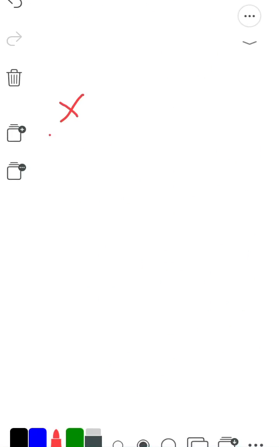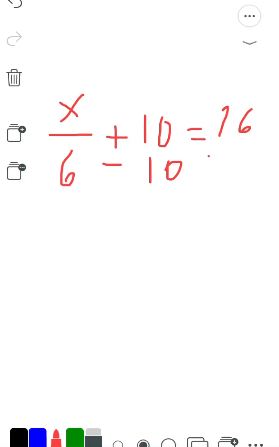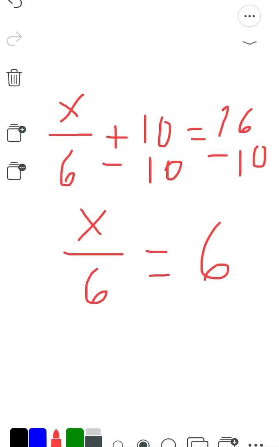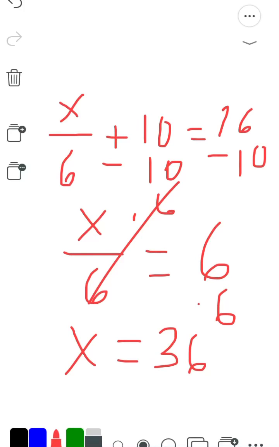Okay, so now we're going to do a different problem. So x divided by 6 plus 10 is equal to 16. Sorry if the 1 is wacky, but that's a 16. So we need to get rid of the easy one first. So 10 minus 10 is going to be 0. So 16 minus 10 is 6 on the other side, so it's going to be x divided by 6 equals 6. So we need to get rid of the denominator always, so times 6 on this side and times 6 on the other side, and x equals 36.